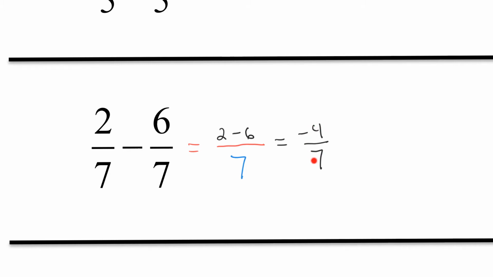Notice here, this cannot be reduced. 7 doesn't go into 4, 4 doesn't go into 7. You cannot reduce. So my answer is the fraction negative 4 over 7.